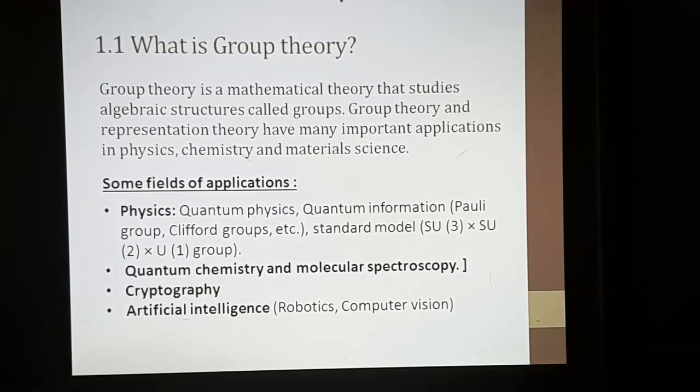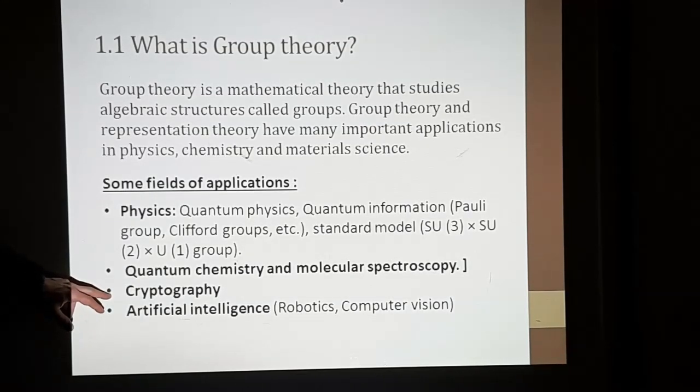Now, group theory is also used in quantum information, where they make extensive use of group theory, and they use the Pauli group, Clifford groups, etc. And also the comprehension of the standard model in particle physics requires some basic notions of group theory. One of the most important applications would be molecular spectroscopy and quantum chemistry and the construction of molecular electronic orbitals also, like we will see.